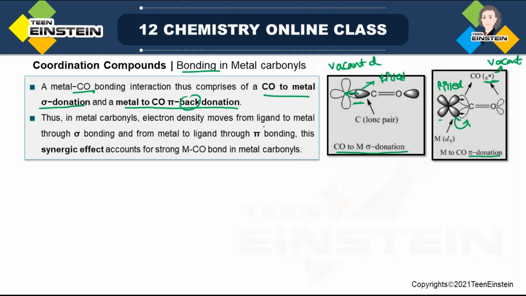So in metal carbonyls, electron density moves from ligand to metal through sigma bonding, the first process, and then from metal to ligand through pi bonding. So this type of effect, where interaction goes on in both directions, is known as the synergistic effect. And this accounts for the strong metal CO bond in metal carbonyl complexes. This is the reason why metal carbonyl complexes are so stable, because here electron donation takes place both ways. Suppose A is giving to B, and B is also giving to A. That means electron donation is going on in both directions. That is the reason the stability of this bond, in our case the metal carbon bond, is very strong.